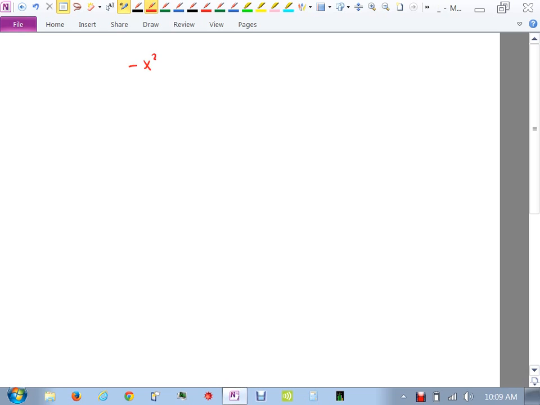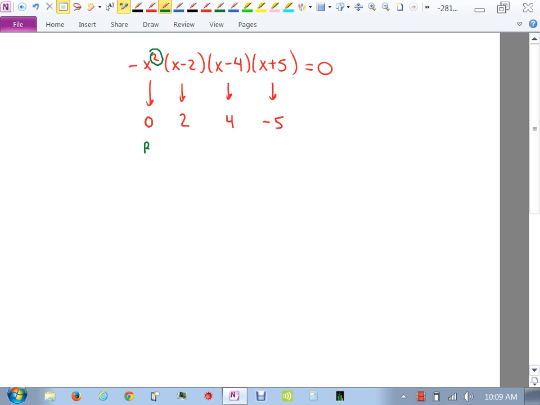I have negative x squared, x minus 2, x minus 4, x plus 5 equals 0. Now I'm going to set each of these equal to 0 and determine if I cross or bounce. So the first one is 0, 2, 4, and negative 5. The powers on these: squared means bounce off, first power, cross, and then first power, cross, first power, cross.